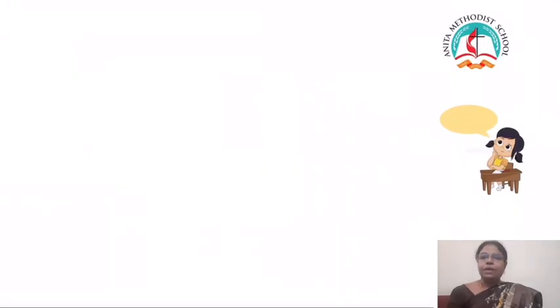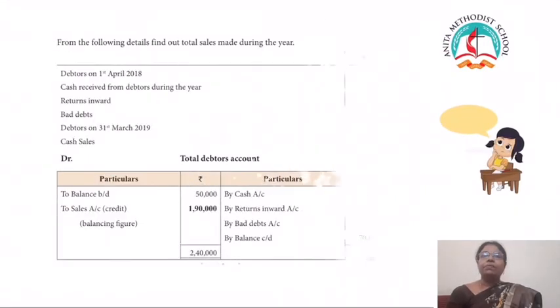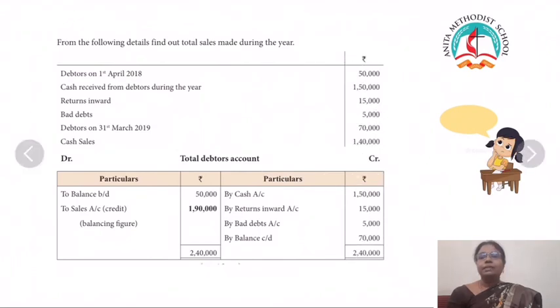Now let us do one more sum. From the following details, find out the total sales made during the year. Debtors on 1st April 2018, 50,000. Cash receipt from debtors during the year, 1,50,000. Return inwards, 15,000. Bad debts, 5,000. Debtors on 31st March 2019, 70,000. And cash sales 1,40,000. So we have to calculate total sales.